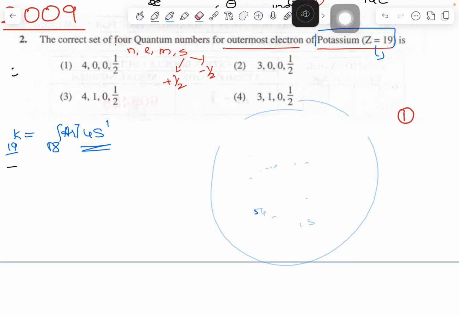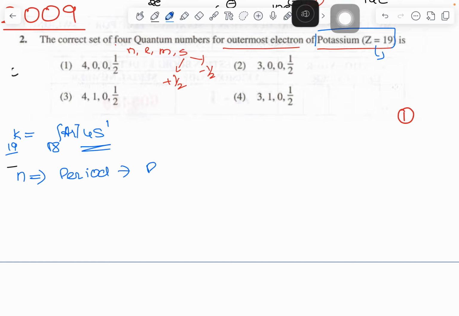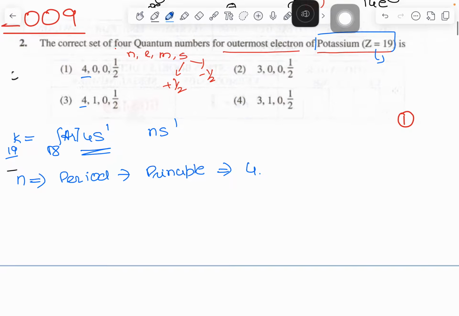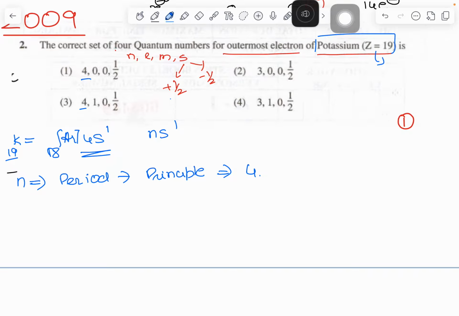Now let's see how to identify the quantum numbers. First we'll write the principal quantum number. N is nothing but the period, or the principal quantum number. Here 4s1 is nothing but ns1, so n is equal to 4. We have 1 and 3 as options, and it has n equal to 4. Next, for all it can be plus half or minus half. S is the same, but then you have to see the value of L and M.